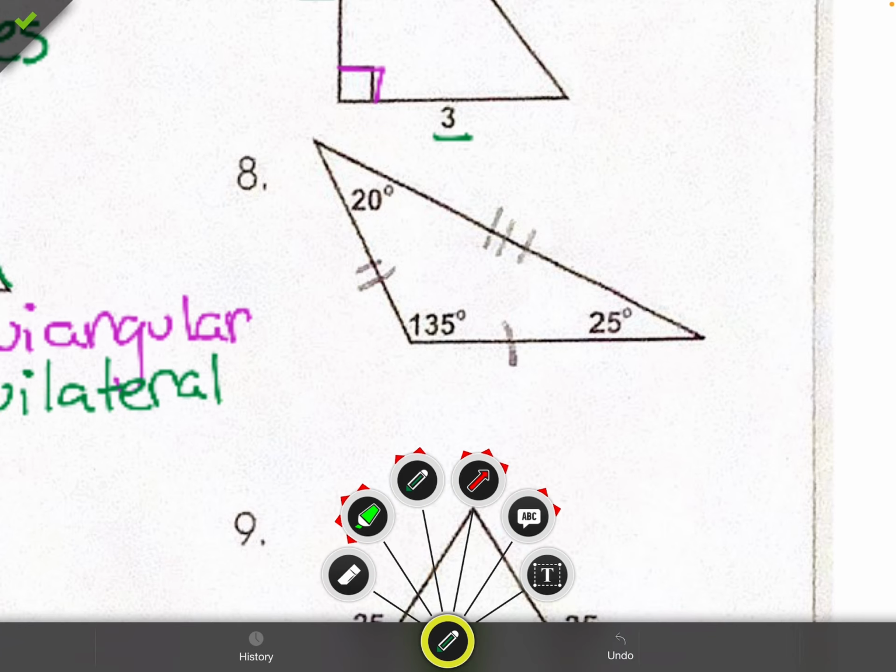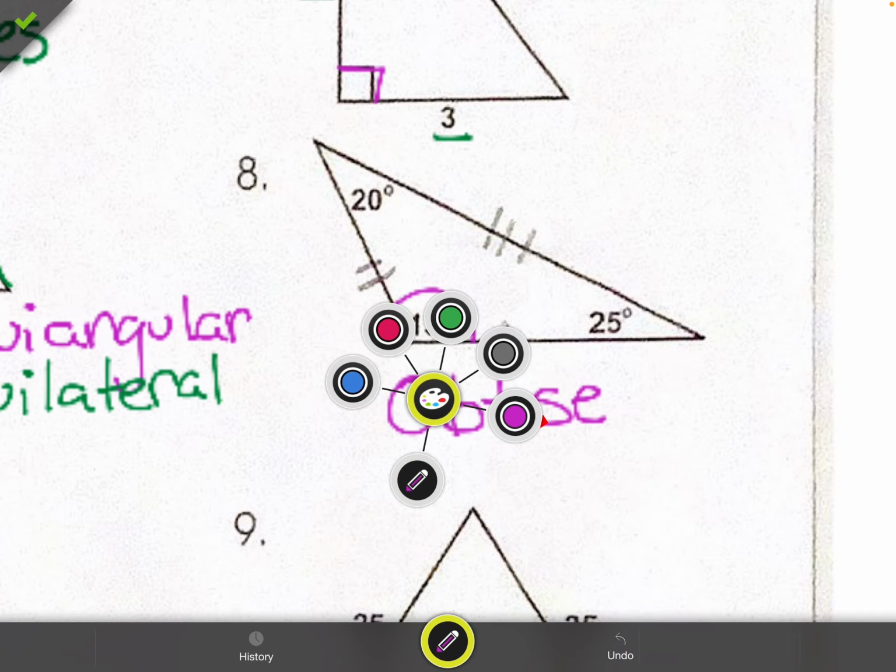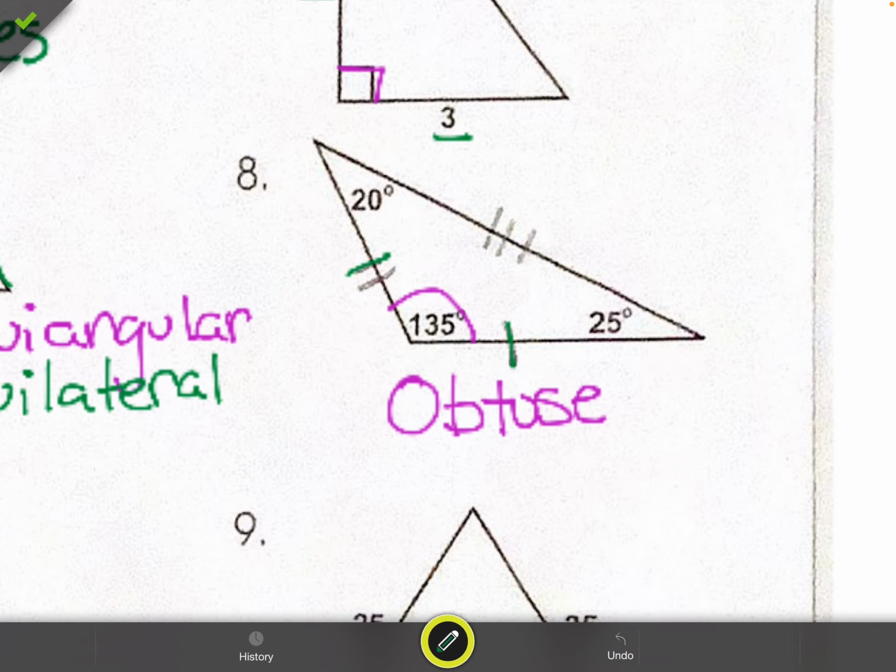So let's check out our angles first. So 20, 25, 135, look at that. That's obtuse. So that makes my triangle obtuse. Now I check out the marks because they didn't give me numbers. I got 1, I got 2 marks, I got 3 marks. They're telling me all my sides are different. So that would be scalene.